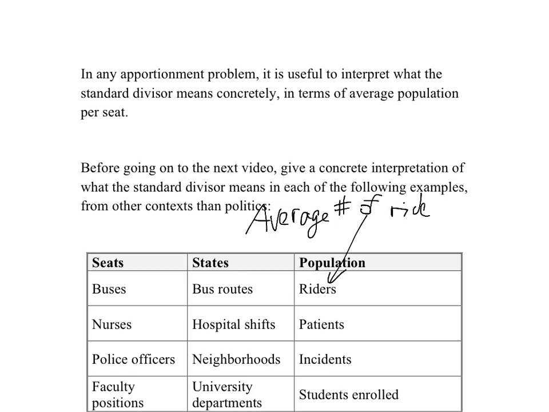Notice that we are not mentioning states when we express the standard divisor in terms of the language of the problem. Standard divisor means population per seat, average population per seat. So in this case, average number of riders per bus. I really emphasize this because students make this mistake. Sometimes they think it means the number of buses per route. That's not it. Or the number of riders per route. That's not it either. It's the number of riders per bus. This is analogous to the number of people per congressional district.